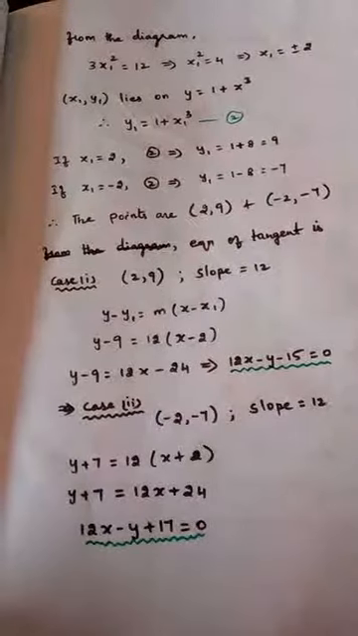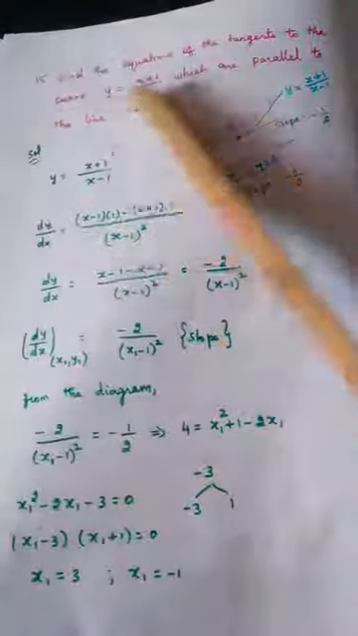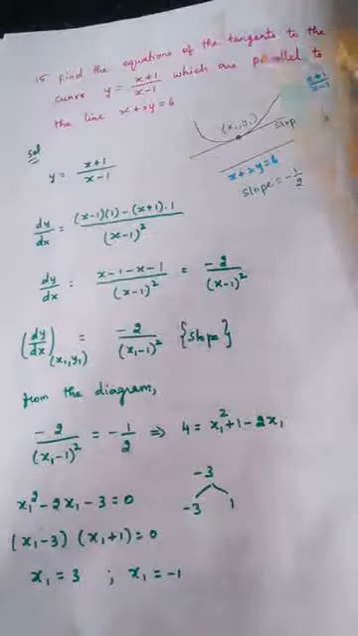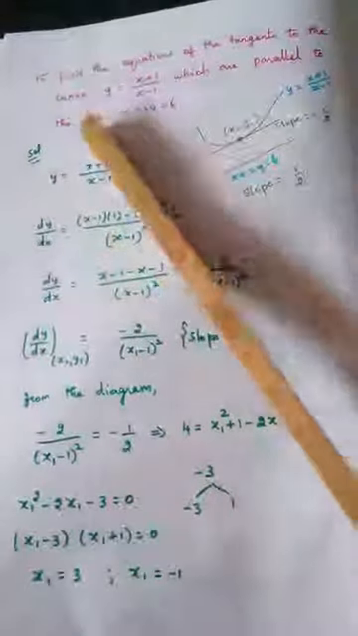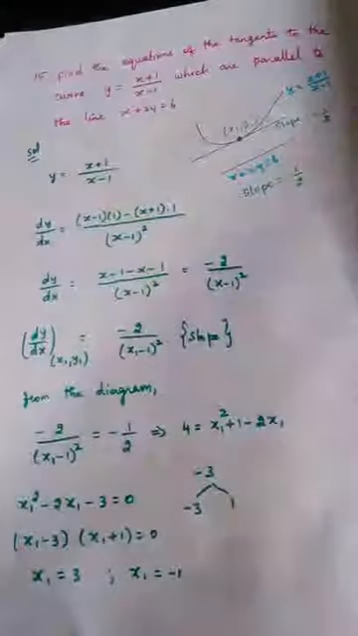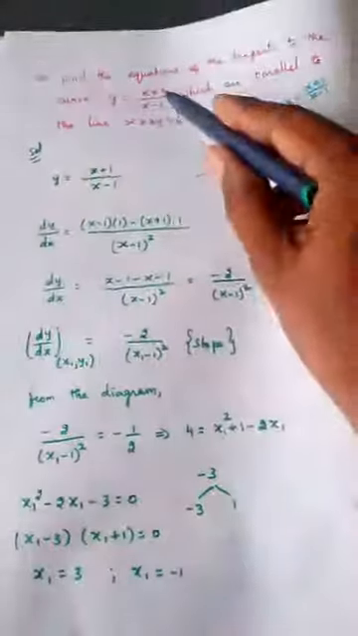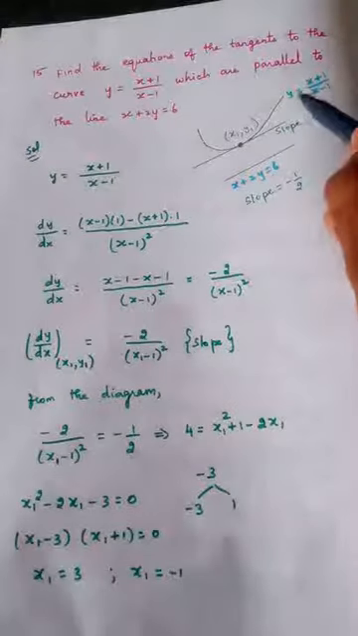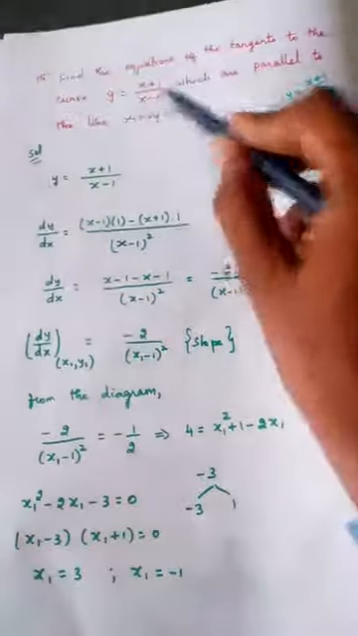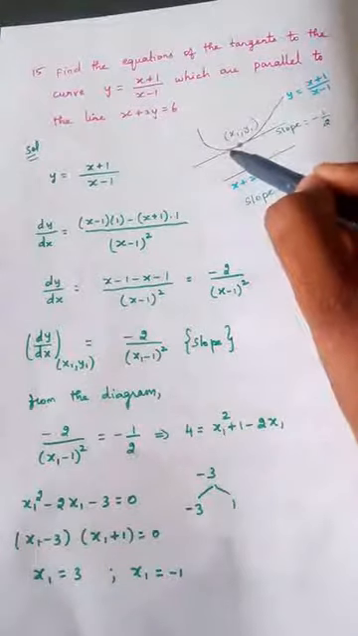Going to the next sum. Question number 15. Find the equations of the tangents to the curve, which are parallel to the line x plus 2y is equal to 6. Again I am going to explain this through the diagram. Whenever a curve is given, we will draw a rough diagram. So this curve, we name it as y equal to x plus 1 by x minus 1. Suppose for example, this is a rough diagram. Keep in your mind it is a rough diagram.